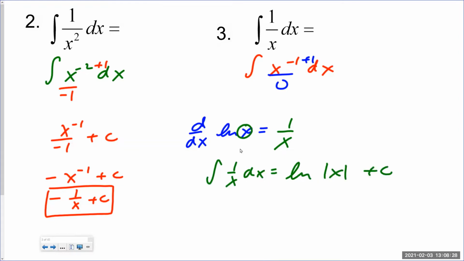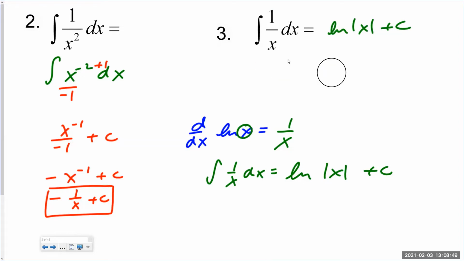It's kind of weird. When you go forwards, you don't have to have any absolute values because you assume that this is positive, or else you couldn't go forward. But going backwards, this has to be forced to be positive, or else you won't have an answer. So this answer here is actually ln of |x| plus c, and that is your new formula today.